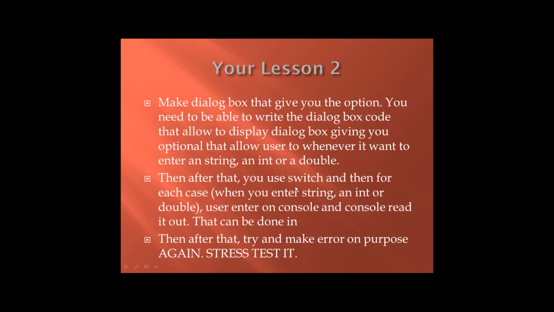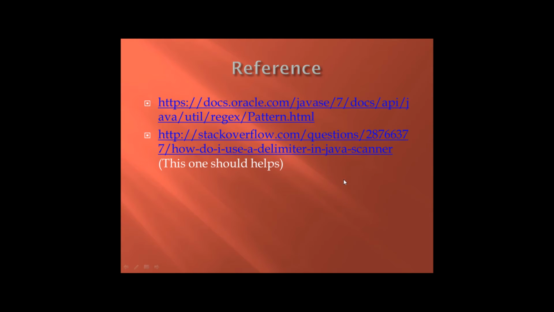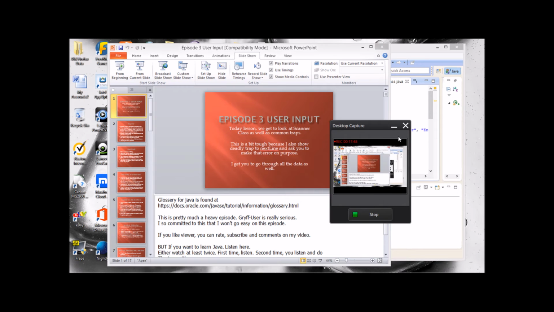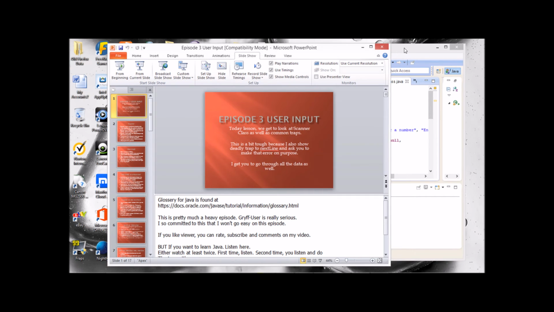Then after that, you can use switch, and for each case, you can print a string to the console, and so on. Then after that, try and make an error on purpose. Again, stress test it. Now this is my reference, this is my reference for how I got it. Now, stack. If you don't know how to use a delimiter in Java Scanner, this one should help. And that's it. Now how much time do we have? We're doing good. 17 minutes.